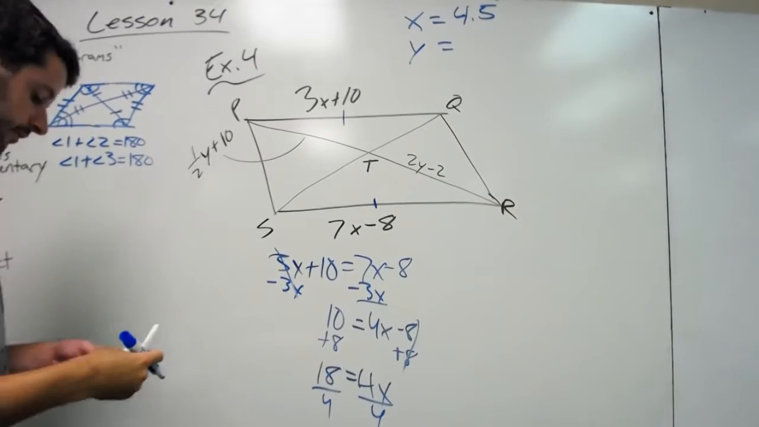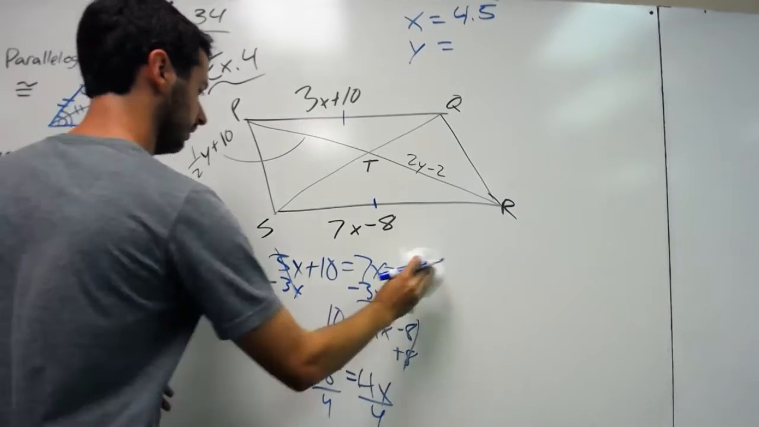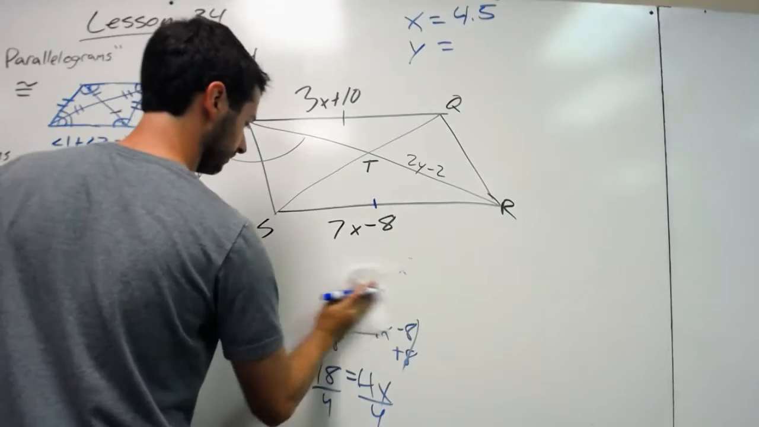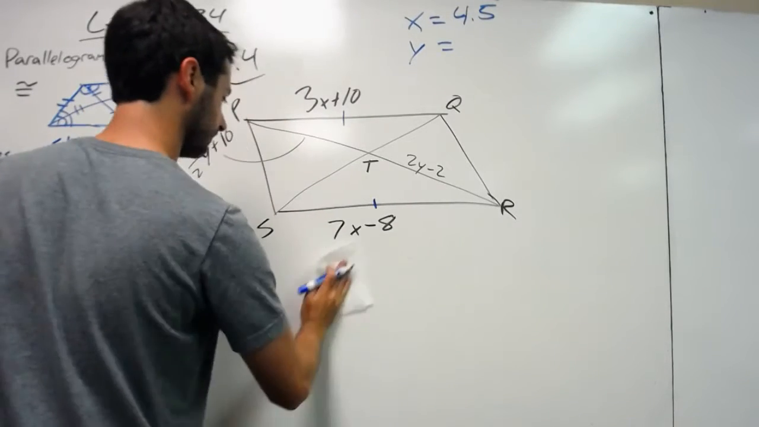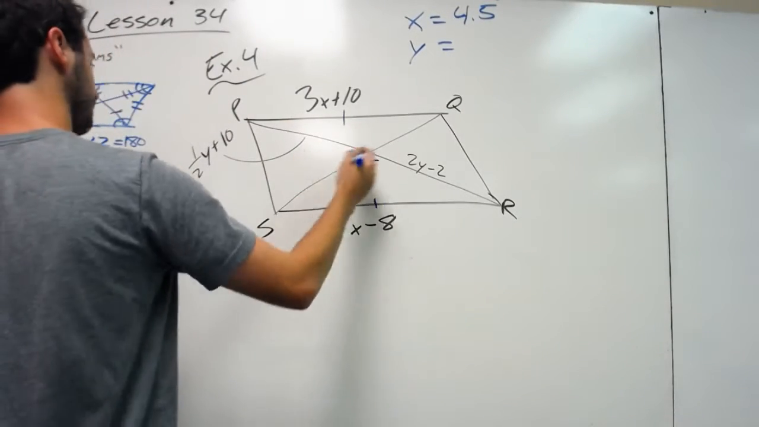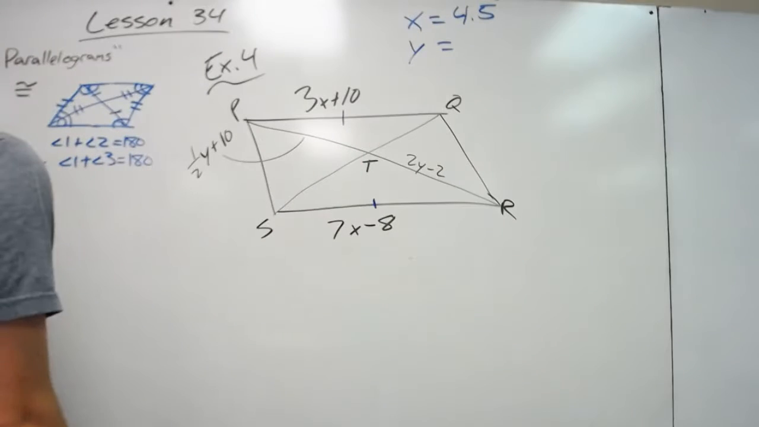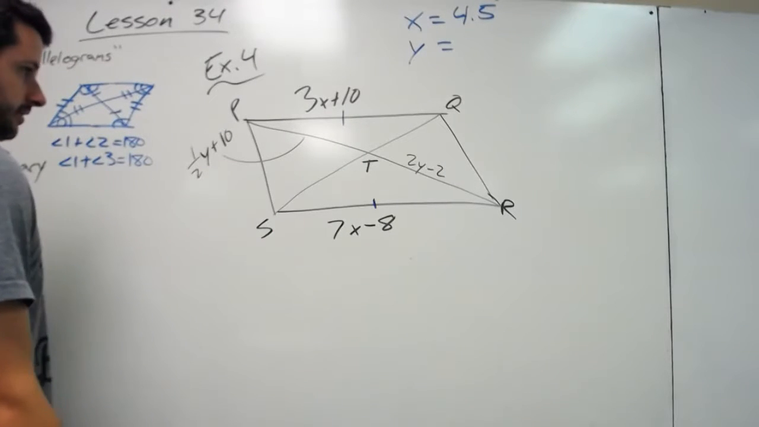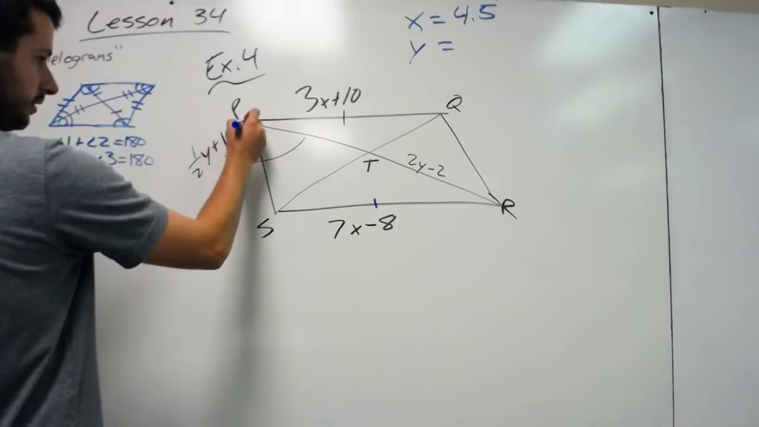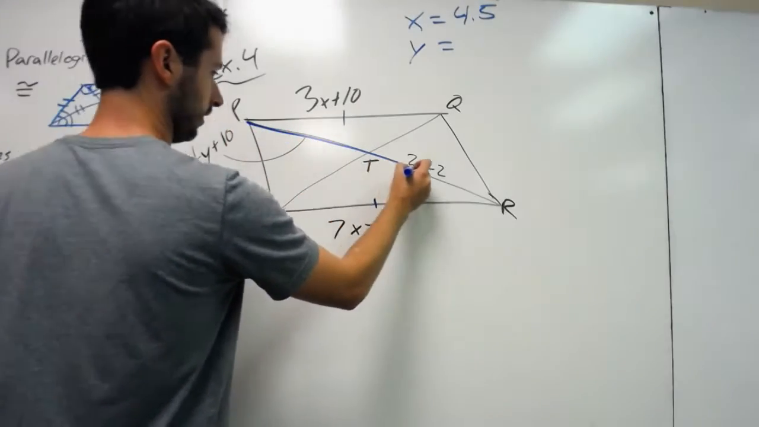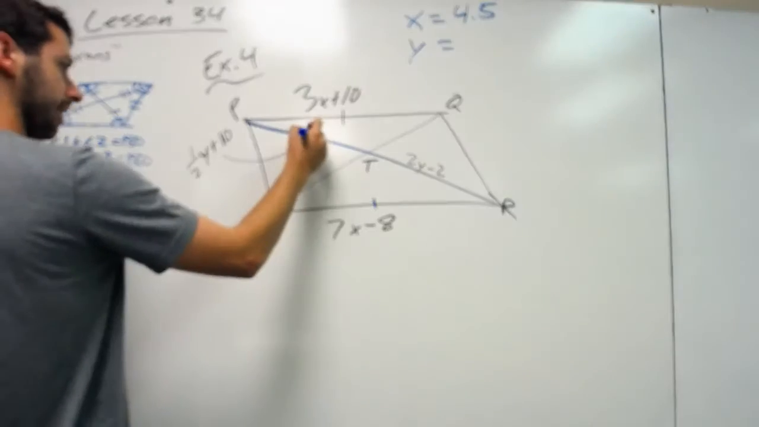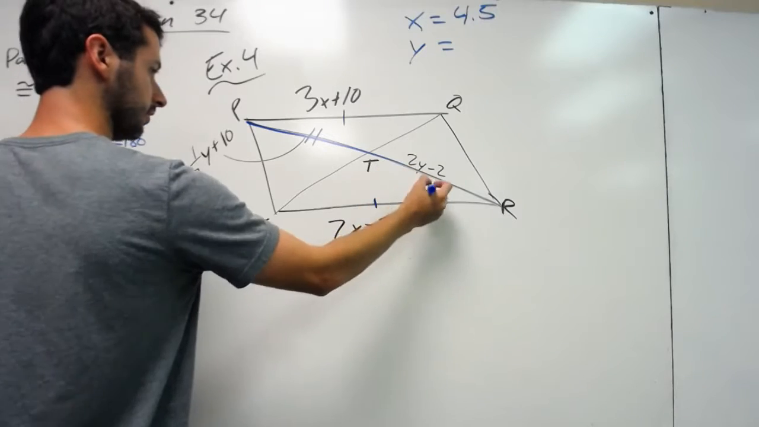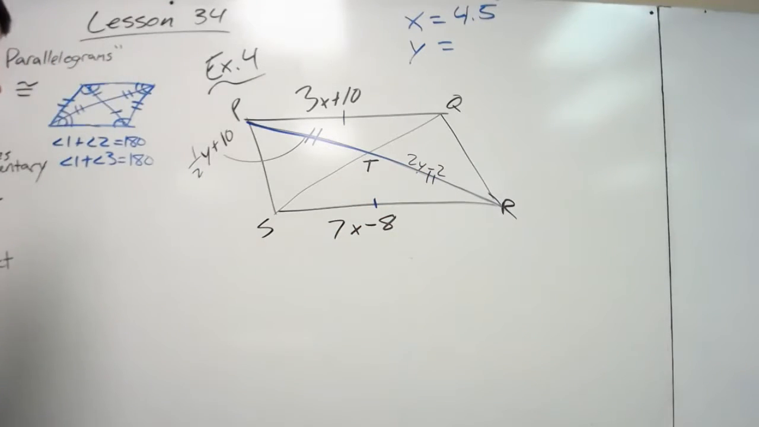Now we just need to solve for y. So we got two diagonals here. And since it is a parallelogram, we know that diagonals bisect. When they bisect, PR is then cut in half. So this line is congruent to this line. And we know their values.